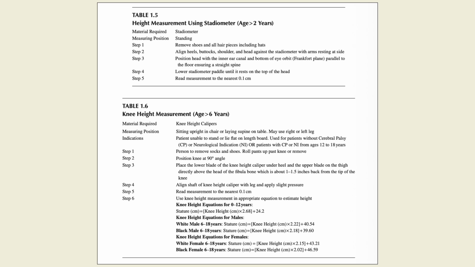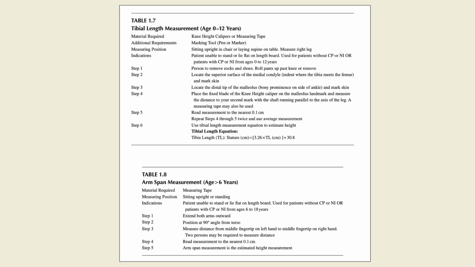In certain patients, alternate measurements may be taken to estimate height as indicated. Tables 1.6 to 1.8. Serial measurements can be helpful in determining if a patient is demonstrating linear growth. These alternate height measurements should not be used to calculate BMI or ideal body weight, IBW, as they are only an estimate of actual height.